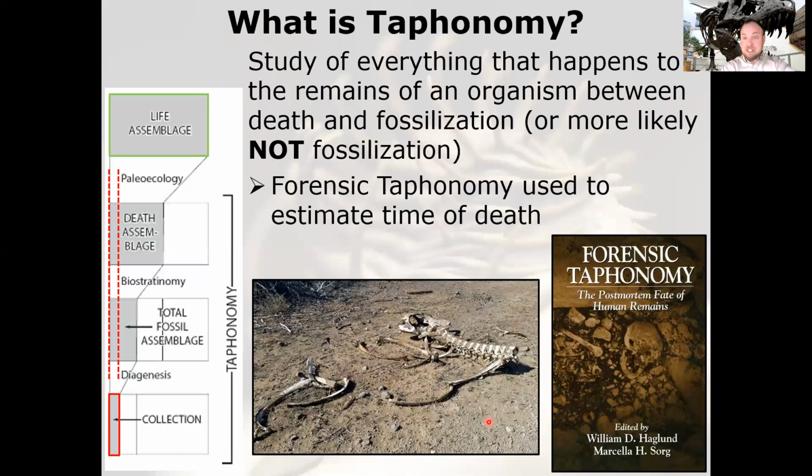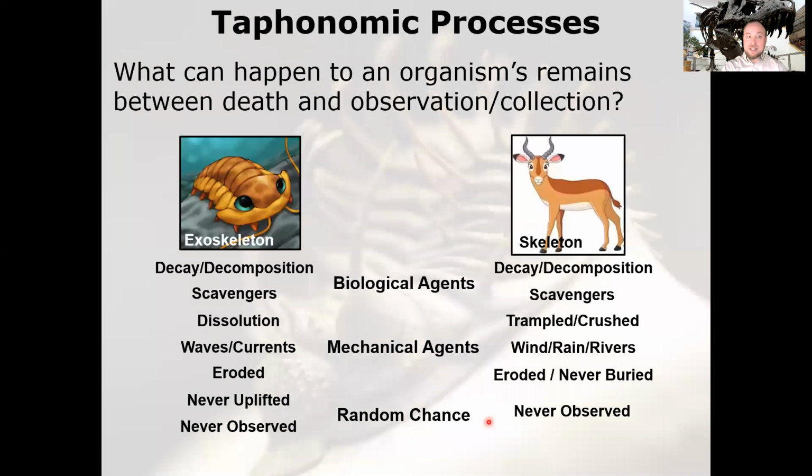But taphonomy is all the things that could happen between when an organism dies all the way to when we're looking at it in a collection. So what kind of things can happen? What are these processes? There's kind of two different ways to look at this. One is if you have an exoskeleton, and one is if you have a skeleton. So this is more for invertebrate paleontology. This is more for vertebrate paleontology. So dinosaurs are kind of over on this scale here.